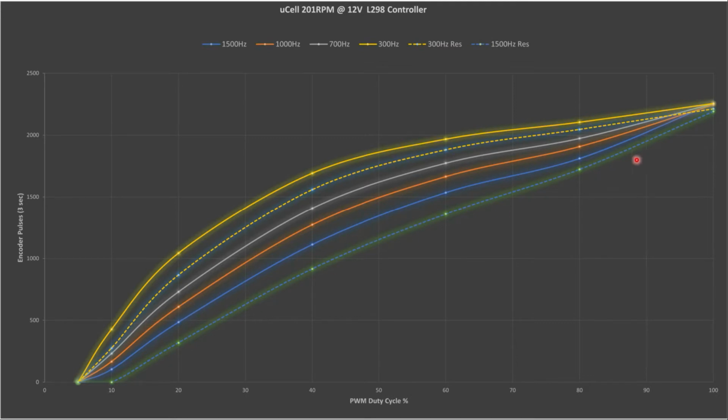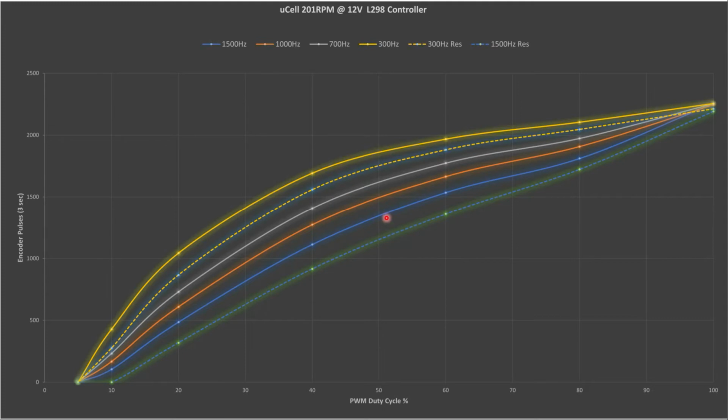There's some sort of curve going on. So it'll be hard to determine that if I'm at a certain duty cycle, what the speed of the motor would be, because there's going to be some variability here. It's not going to be a straight linear line.